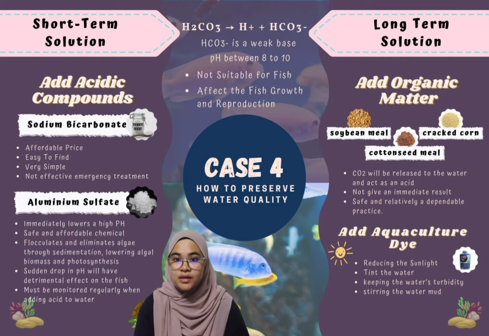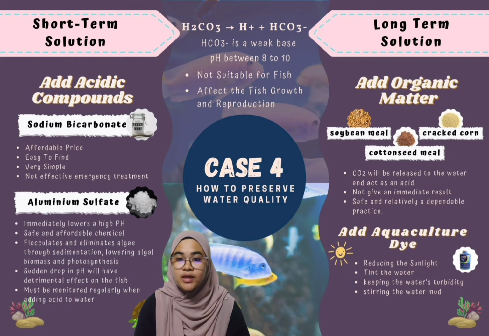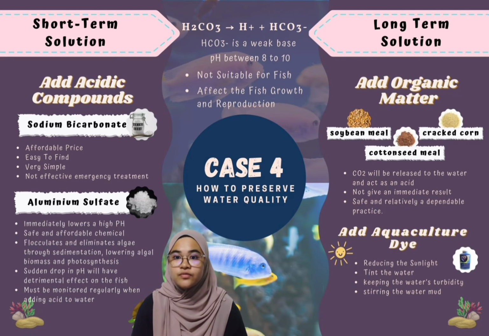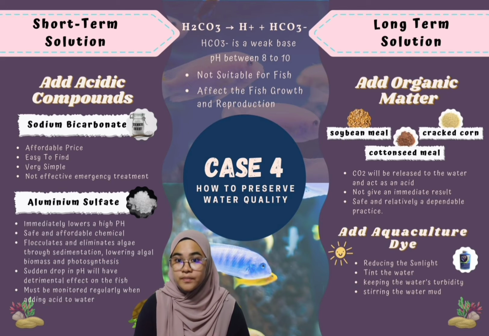When we add the acid in the base solution, it will neutralize the water and lower the pH from 8 to lower than 8. Sodium bicarbonate has an affordable price, is easy to find, and is very simple. Before we use it, we must calculate the volume of water first. 1 tablespoon of sodium bicarbonate is used for every 5 gallons of water. However, using sodium bicarbonate is neither an effective treatment nor a long-term solution.